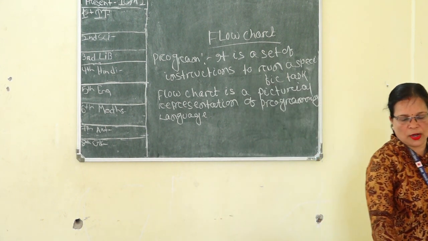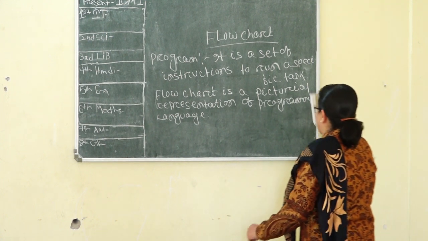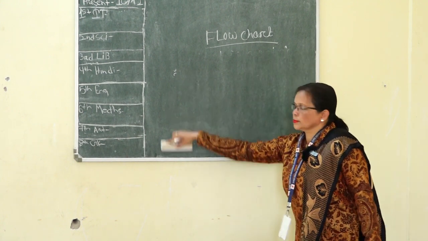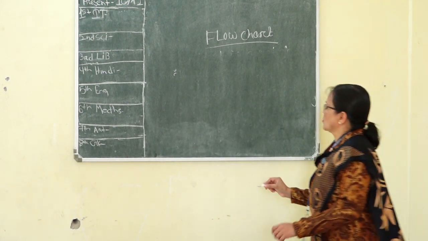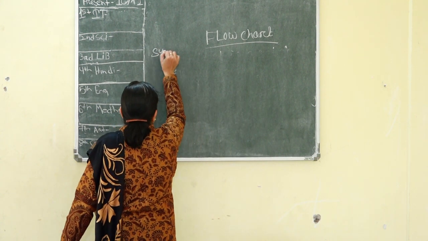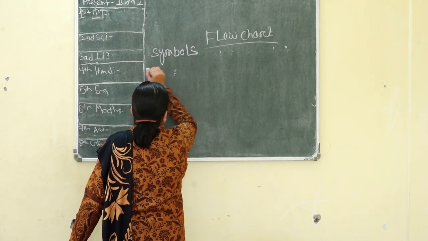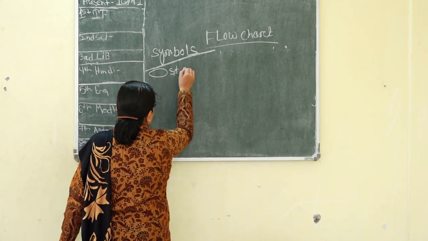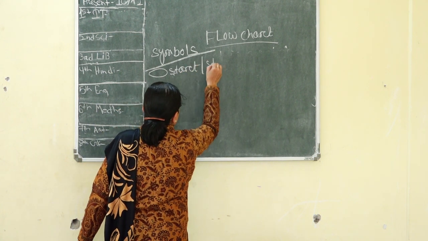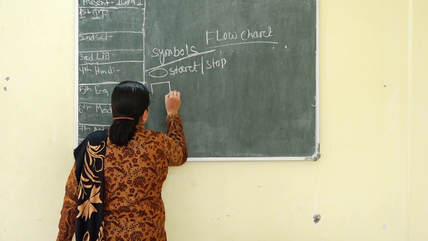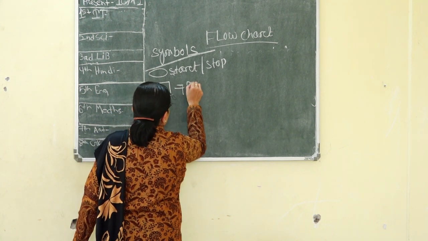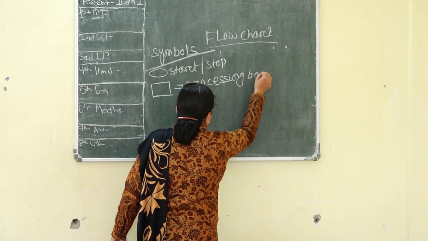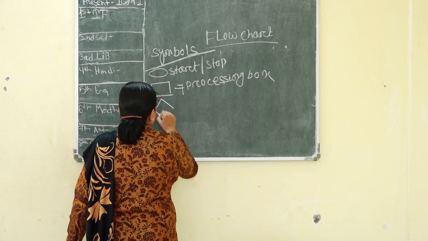Now we will discuss the symbols of flow chart. How many symbols are there in a flow chart? Number one is your start or stop. Then this is your processing box. Very good. And this box is your input box.